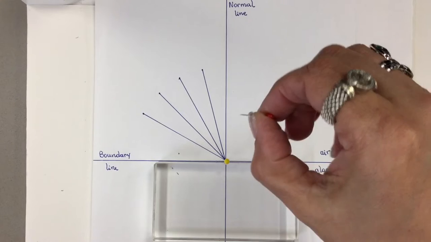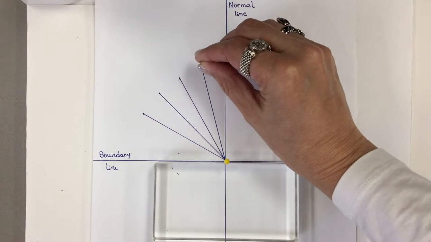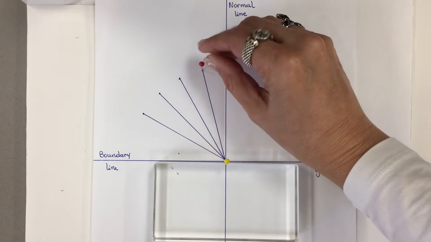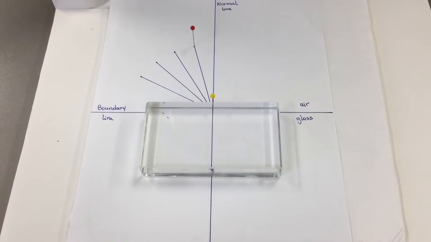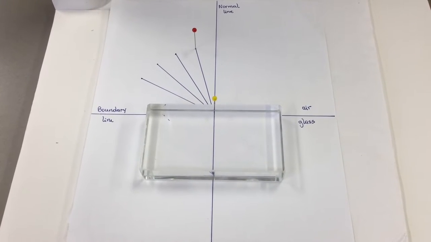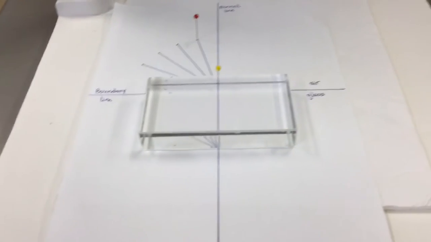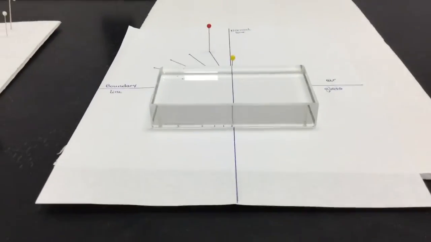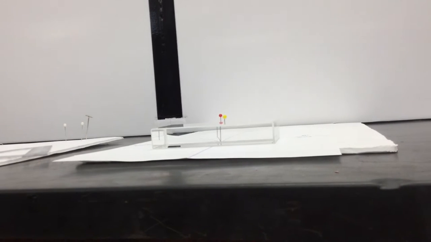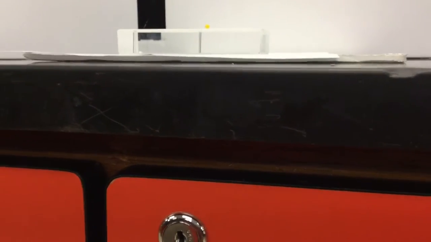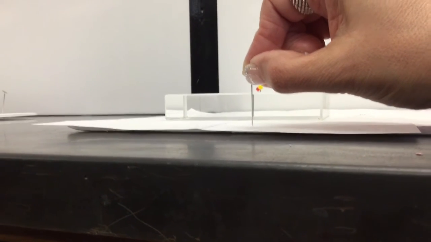Next, place a pin on your first angle, which is 15 degrees. In this step, I'm going to try to align the red head and yellow head pins looking through the glass side. Then I have to look for when the bodies of both pins align, which is right there. Then I'm going to use this third pin and place it where both bodies align. Place it right here.